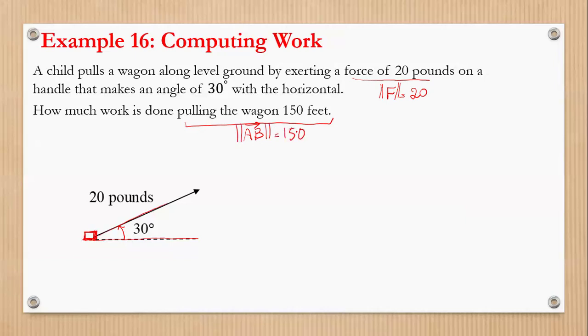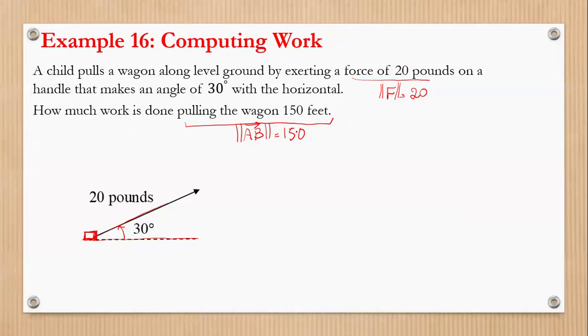So when it says the force is 20 pounds, you know the vector cannot be a number. A vector is always expressed in terms of i and j. It has to have two components. But when it says the force is 20 pounds, that means the magnitude of the vector F is 20.